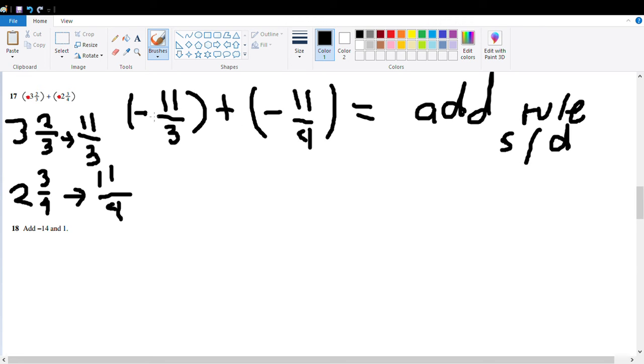We have a negative here and a negative here. So is it same signs or different signs? Same signs. Do you guys remember what to do when we have the same signs? We add the absolute value. So what we're basically doing is we're going to simply add 11 over 3 plus 11 over 4.